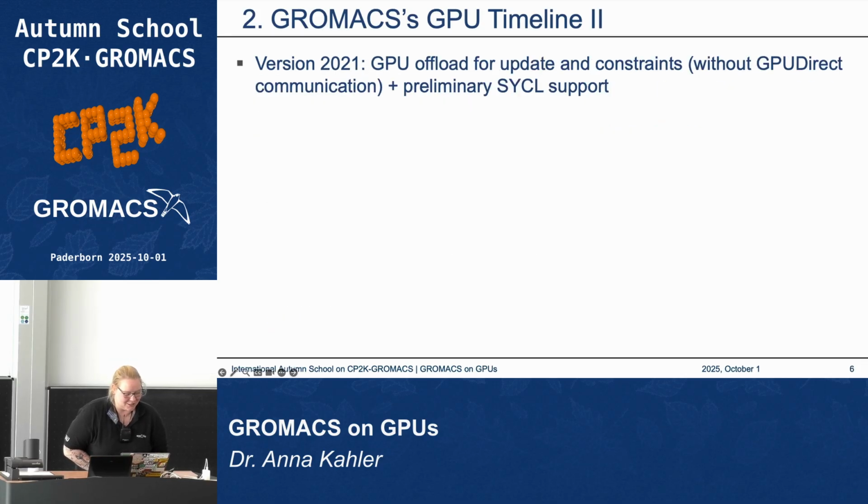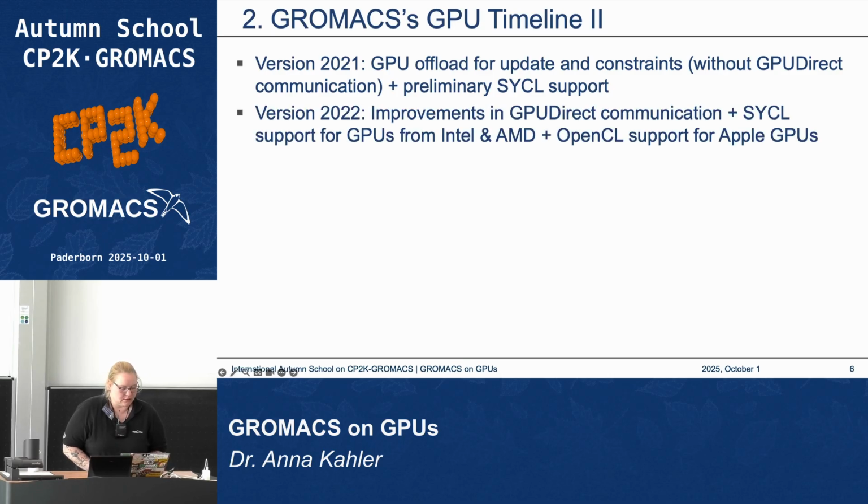In version 2021, they tweaked a bit of the setups. It was a bit weird. You could not use the updates and constraints before without the GPU direct communication. Now it's possible, and they also switched to SYCL for GPU support. So OpenCL is also, I think, a proprietary code base, and now they switched to SYCL because this is open source. If I got that right, I think it is.